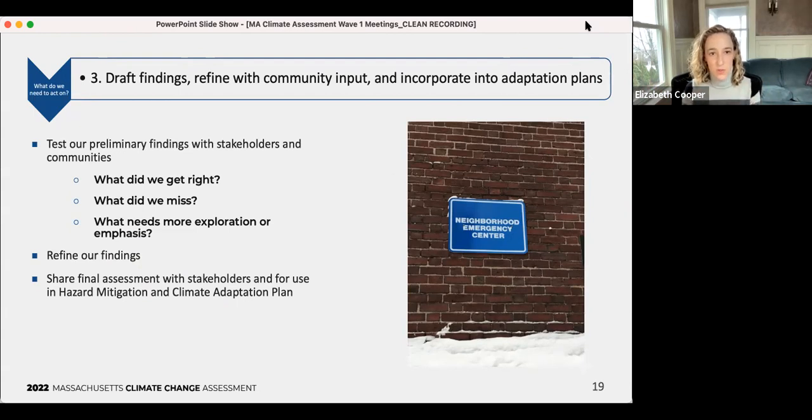And we'll be coming to communities and stakeholders and asking, what did we get right? What did we miss here? And what needs more explanation or emphasis to really fully understand the way that climate change is affecting communities? And based on that input, we will refine our findings and then finally share a revised assessment with stakeholders and for use in the update to the state hazard mitigation and climate adaptation plan.